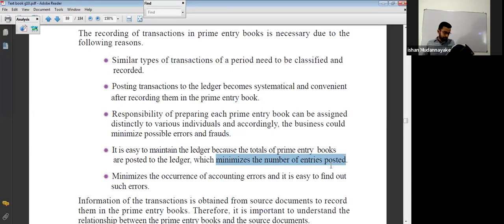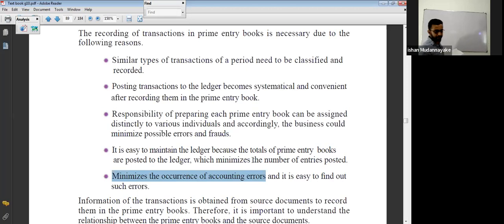And then the last one: minimize the occurrence of accounting errors. To minimize the occurrence of accounting errors, we can use primary books. These are the requirements of primary books, the necessity of primary books.